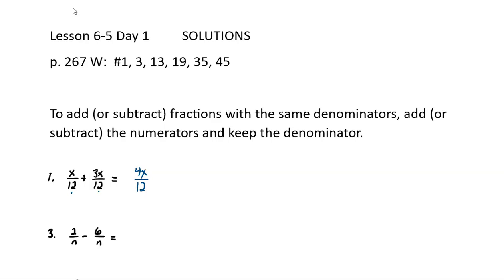Now simplify. 4 and 12 reduce. 4 divides by 4 once, and 12 divides by 4 3 times. The final answer is 1x on top and a 3 on the bottom.